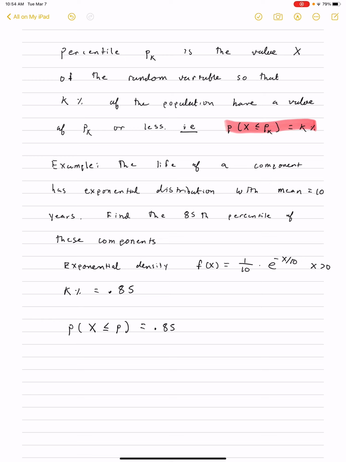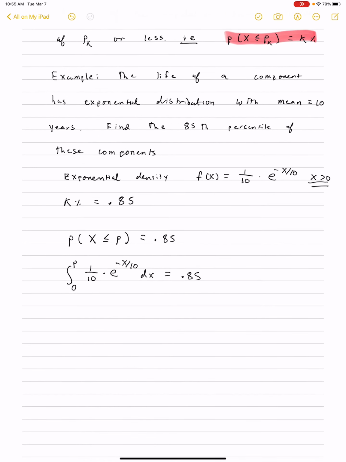And if we want to calculate this probability, it's going to be the integral from 0 to p, right? Because that's how we calculate probability. The exponential distribution specifies x needs to be bigger than 0. We're told the top limit of integration needs to be less than or equal to p. This will be 1/10 times e to the minus x over 10 dx is equal to 0.85.